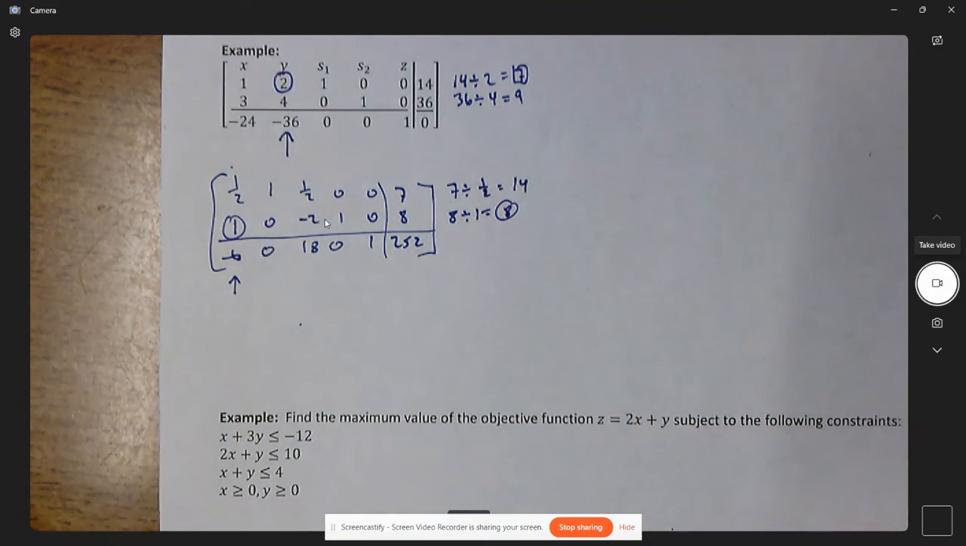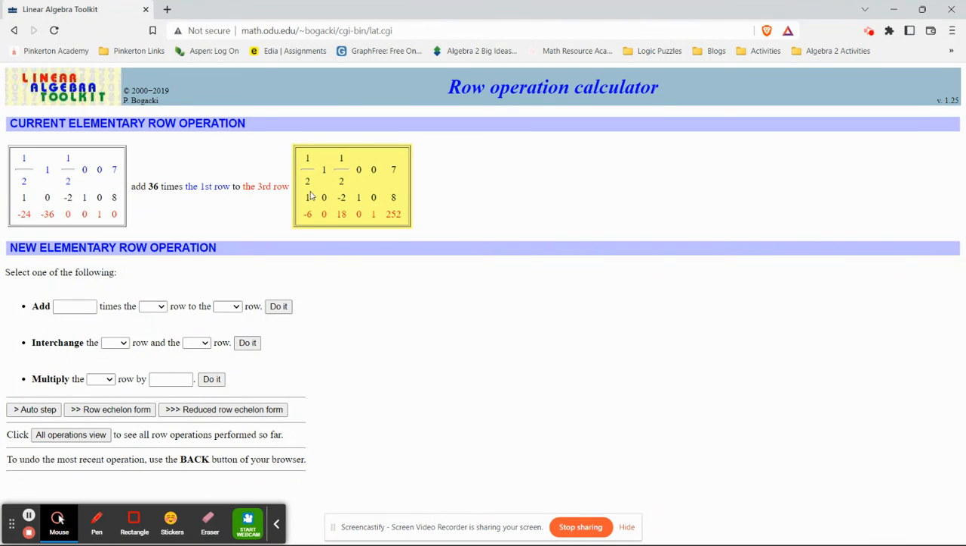So awesome. All right, back to my website. So I'm going to take this 1, and I got to use it to get rid of this 1/2 and the -6. So first move is I'm going to add -1/2 times the second row to the first row. Do it. And then I'm going to do 6 times the middle row, add it to the bottom row. So 6 times the second row, add it to the third row. Do it.